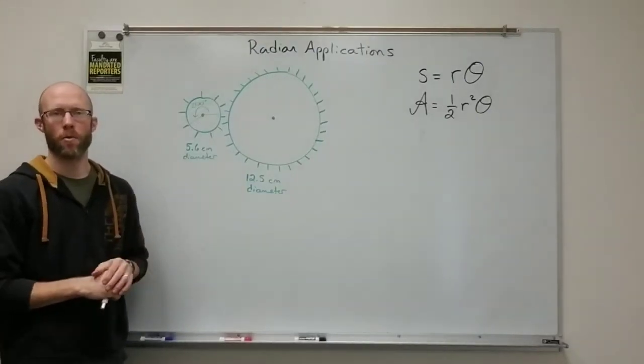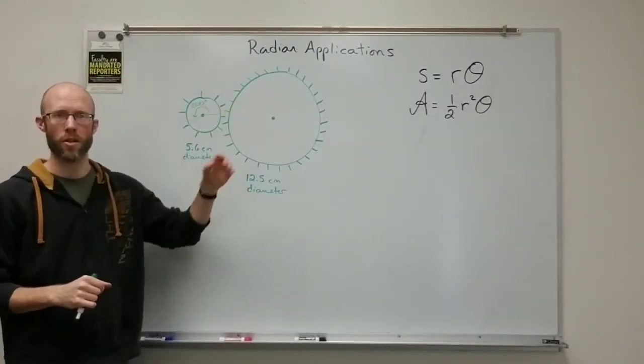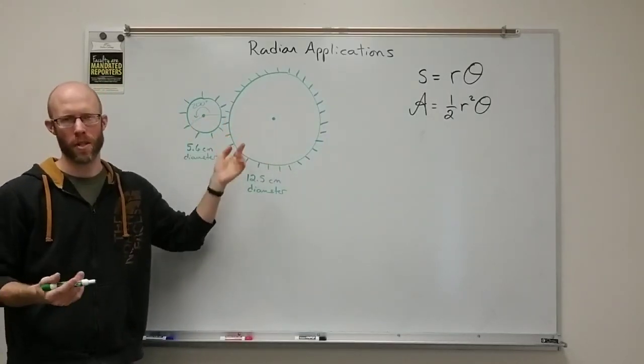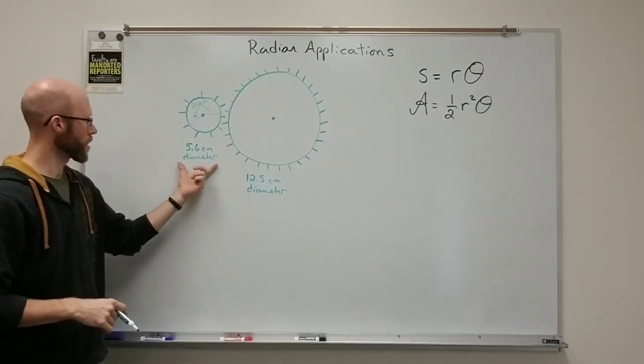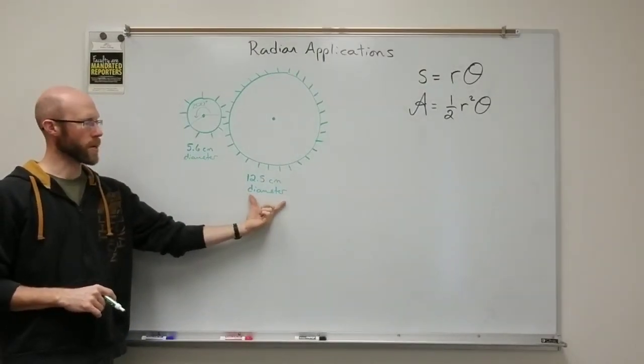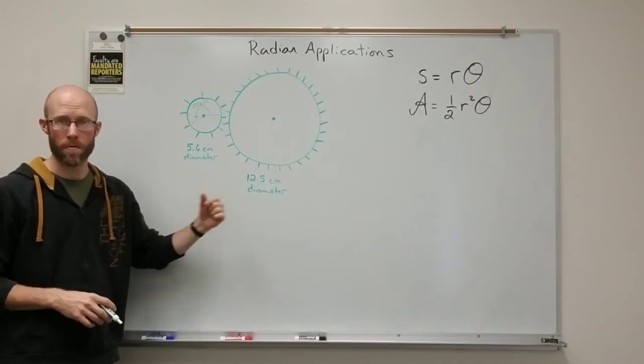For the second example, we're going to look at a situation where two gears are connected. We'll say the smaller one is driving the bigger one. I guess it really doesn't matter. The smaller one has a 5.6 centimeter diameter. The bigger one has a 12.5 centimeter diameter.